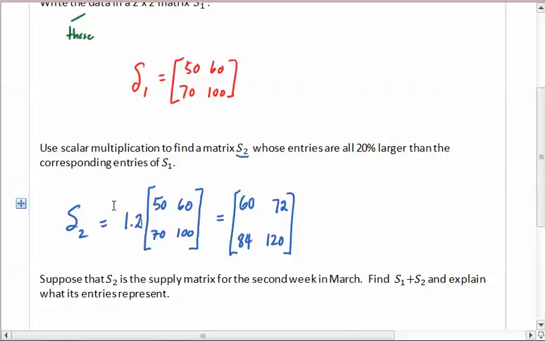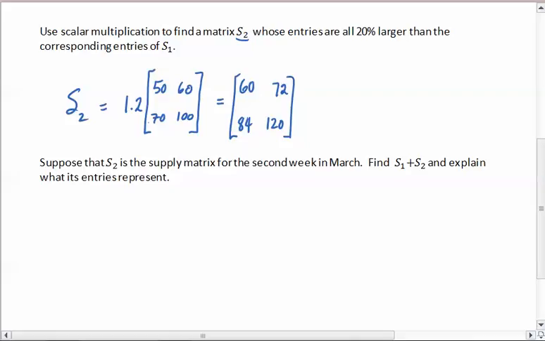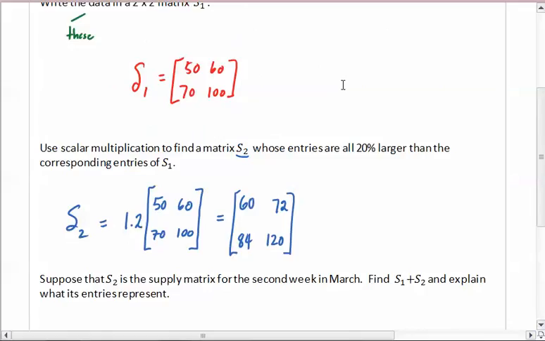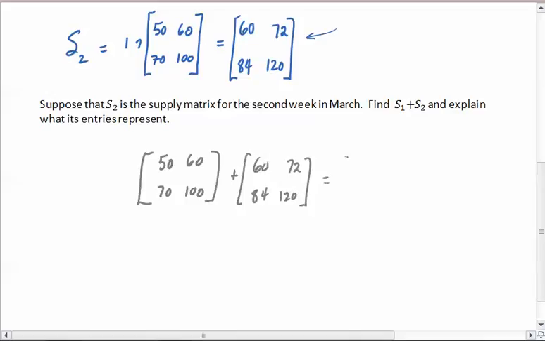Now we're going to be asked to do something with both of those matrices. Suppose that S2 is the supply matrix for the second week in March. The supply matrix for the first week was this right here. The second week is this right here. Find S1 plus S2 and explain what the entries represent. So we're asked to find S1 plus S2 and just explain, what are we dealing with? What are these numbers? What do the entries mean when we add them up? Let's just first add them up.